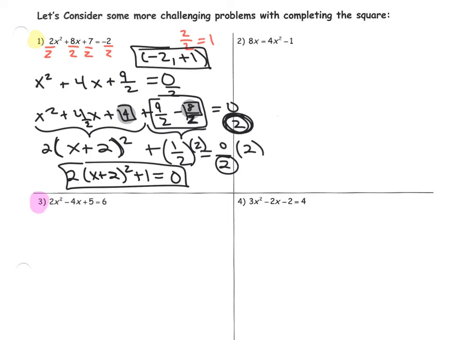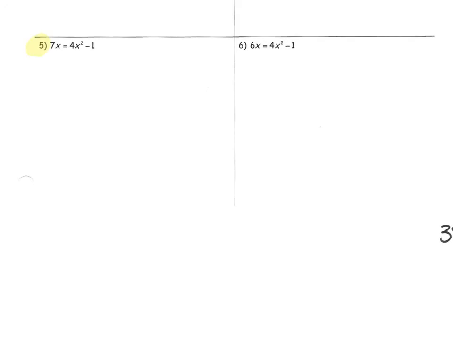All right, you guys are going to do questions 3 and 4, and the last one I'm going to show you is question 5. Okay, so for question 5, I want to get my 7x brought over. So now I have 4x squared minus 7x minus 1 equals 0. And what do I want to do next? Okay, well, again, this cannot be 4, so divide everything out by 4.